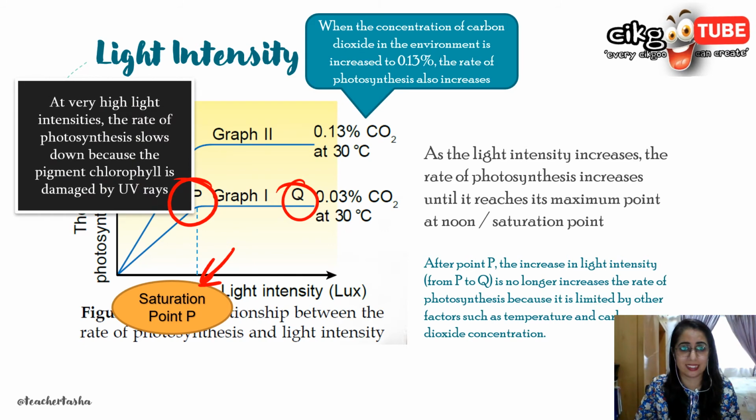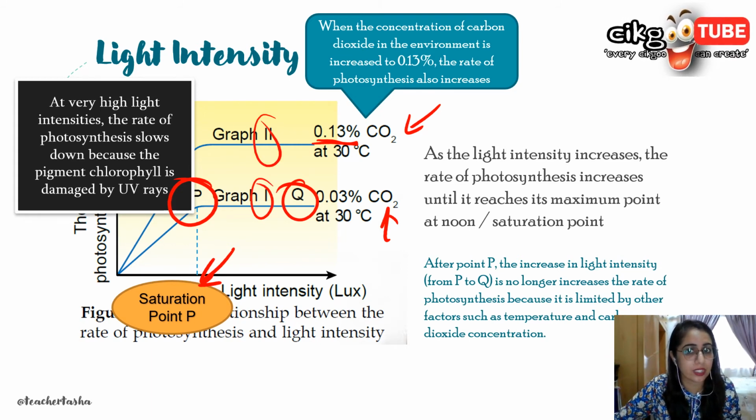Now here, you see, when the concentration of carbon dioxide in the environment is increased to 0.13%, the rate of photosynthesis also increases because now carbon dioxide is more. Here carbon dioxide is less. So the first graph is lower than the second one because of the different concentration of carbon dioxide.